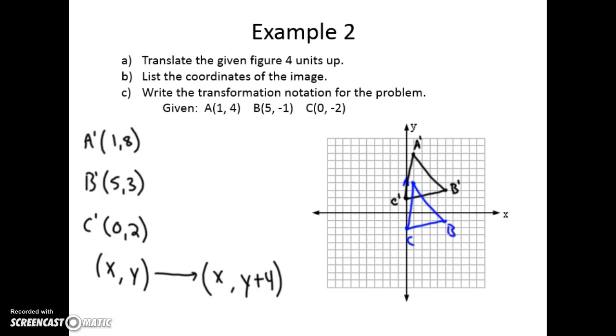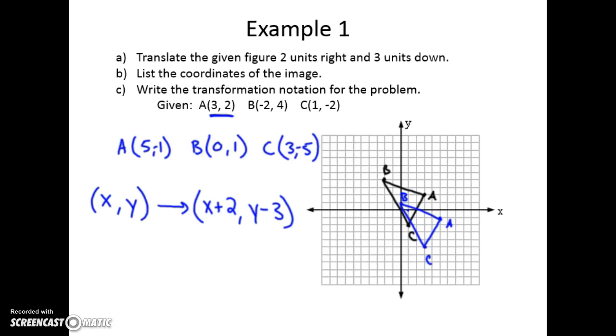Let's go back to that last example and label these with the prime. So this is A prime, B prime, C prime, and A prime, B prime, and C prime. And that's how we can tell the image from the pre-image.